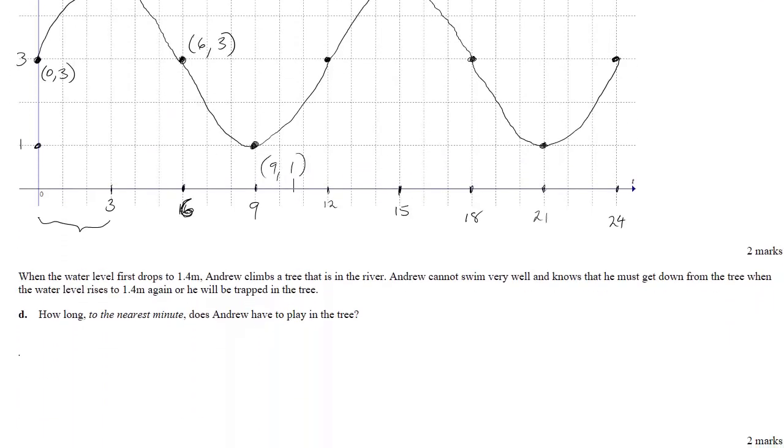And then the final part of this example: when the water first drops to 1.4 meters, Andrew climbs a tree that is in the river. Andrew cannot swim very well, and he must get down from the tree when the water rises to 1.4 meters again, or he'll be trapped in the tree. For how long, to the nearest minute, does Andrew have to stay in the tree?